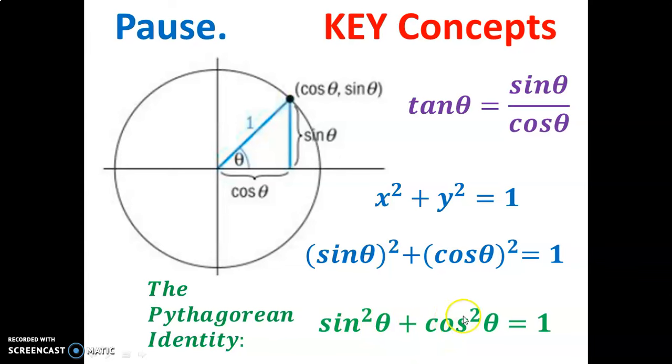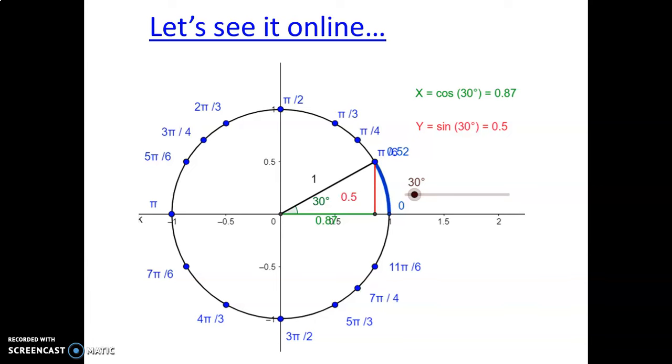Sine squared plus cos squared equals 1, and it comes from the fact that sine and cosine are just your two legs of that right triangle. Okay, we're going to use this identity now and see how we can apply it to some problems in trig. So first, before looking at that, let's go online for a moment and take a look at the unit circle.